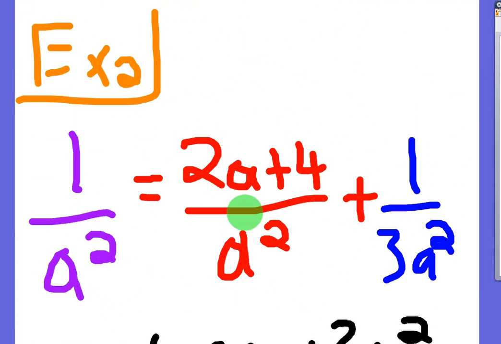Alright, so that's another example for solving rational equations with monomial denominators, or single term denominators. If you have any other questions about this example or this lesson, let me know.